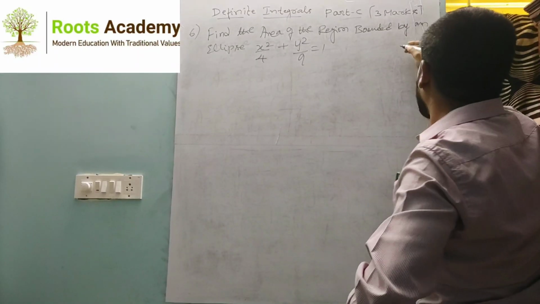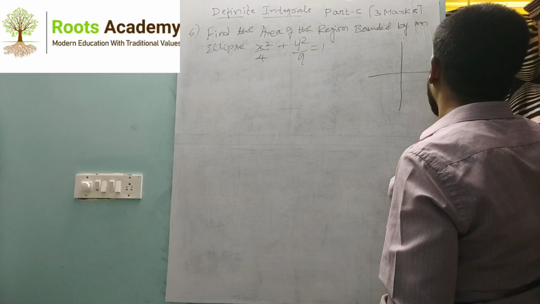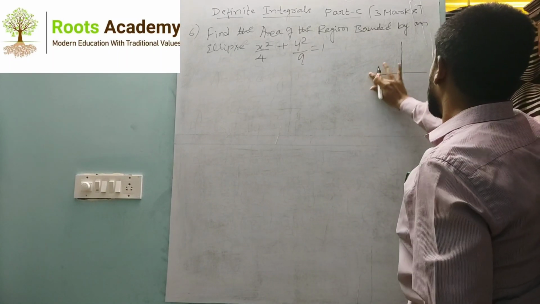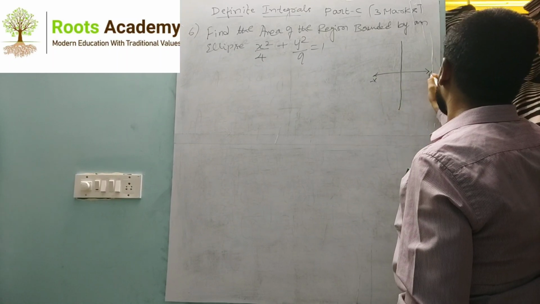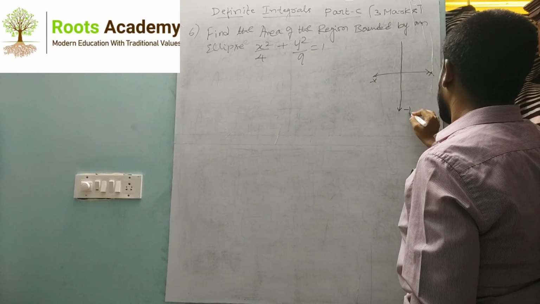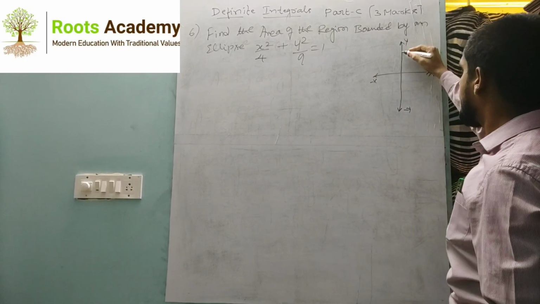If I want to plot a graph of this, I can write like this. This is negative x, this is positive x, negative y, positive y.